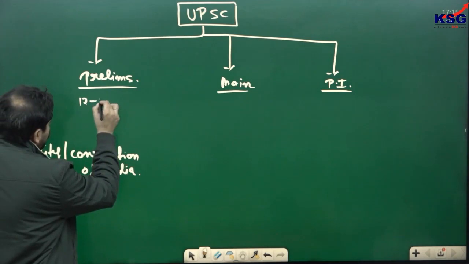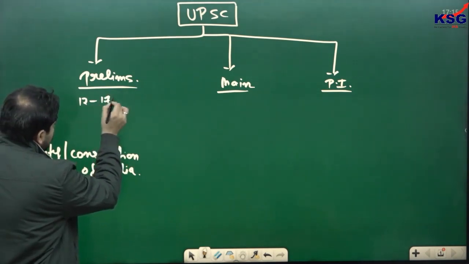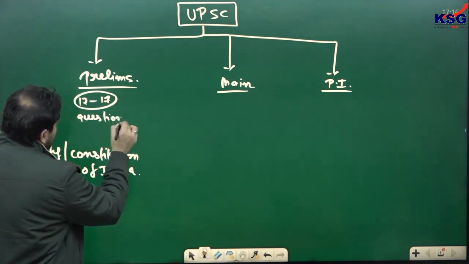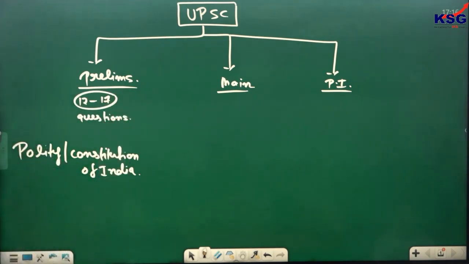12 to maximum 16 to 17 questions sometimes in the prelims examination. You see about 12 to 17 questions from the subject of constitutional law, polity in the prelims examination. Okay, minimum they could be 12, maximum they are 17.